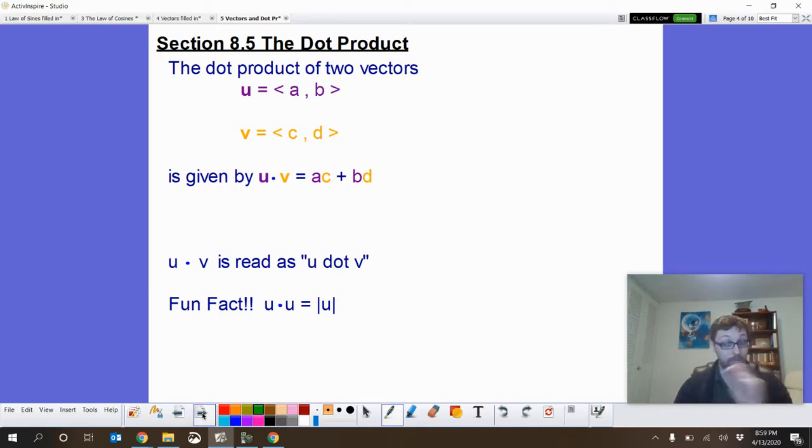Fun fact, the reason that we're going to use this is you can use it to find the magnitude. You can find the magnitude of a vector if you do its dot product with itself. So if you do u dot u, you end up with the magnitude squared of u, which is a number. And that's what you're supposed to get after you do a dot product. It spits out a number. So let's try one out.